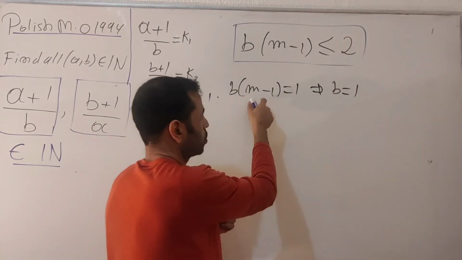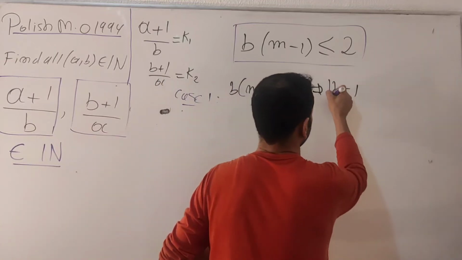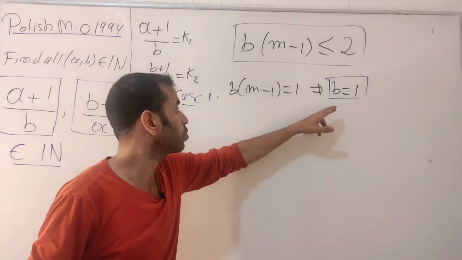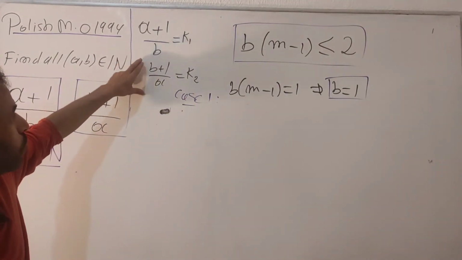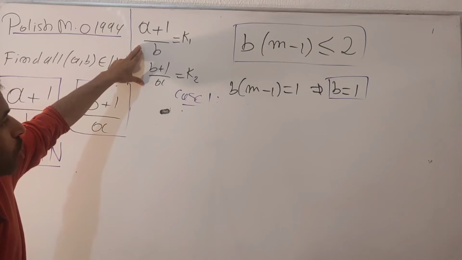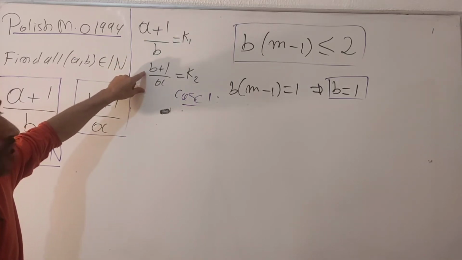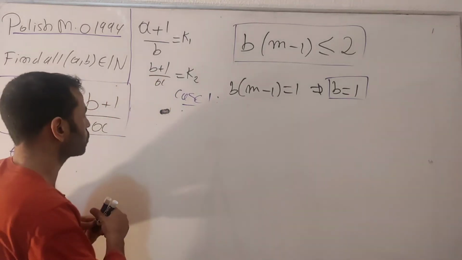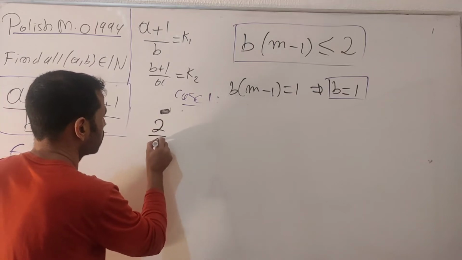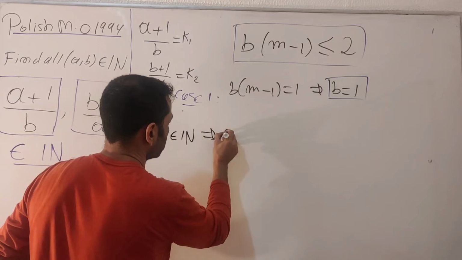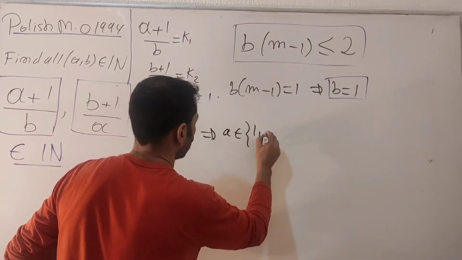We don't care about this one, we care only about the value of b, because that's what we have to use here. b equals 1 is going to make both fractions a natural number. We are simply going to check it in the second fraction, it is enough. Okay, so plug in here number 1 into b. I get 1 plus 2, which is 2 over a. This one must be a natural number, which means a belongs to this set 1 and 2.